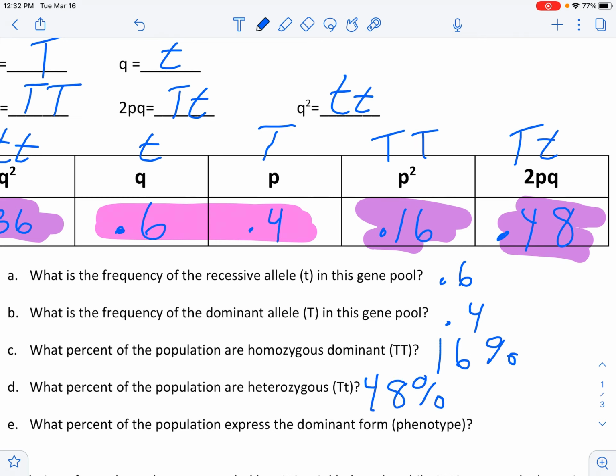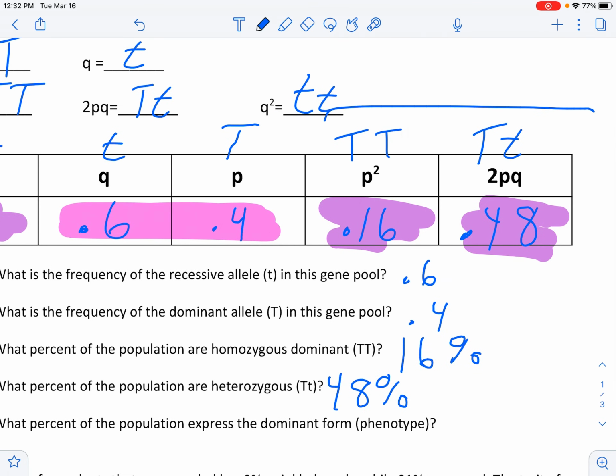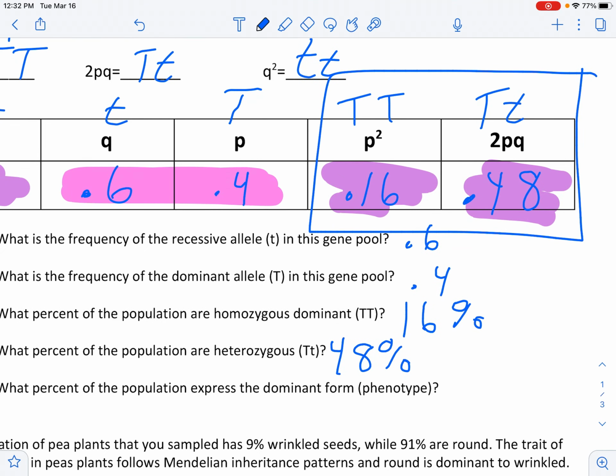And the percent of the population that expresses the dominant phenotype. That's the dominant phenotype, so 0.48 plus 0.16 is 0.64, or 64% since it's asking for a percent.